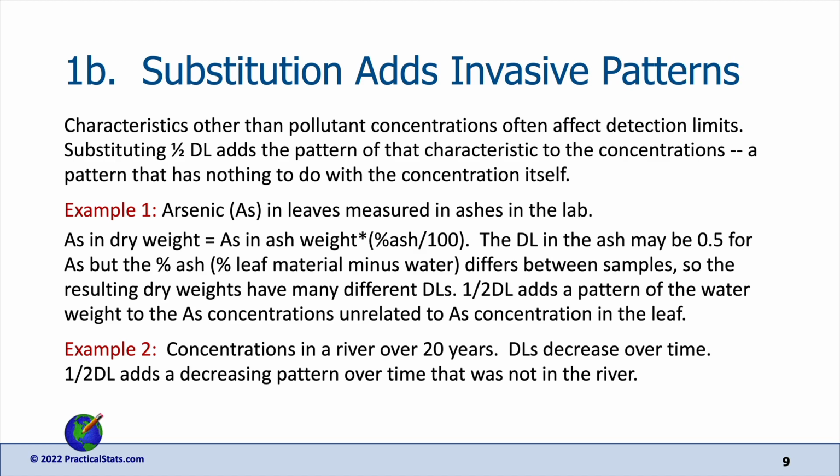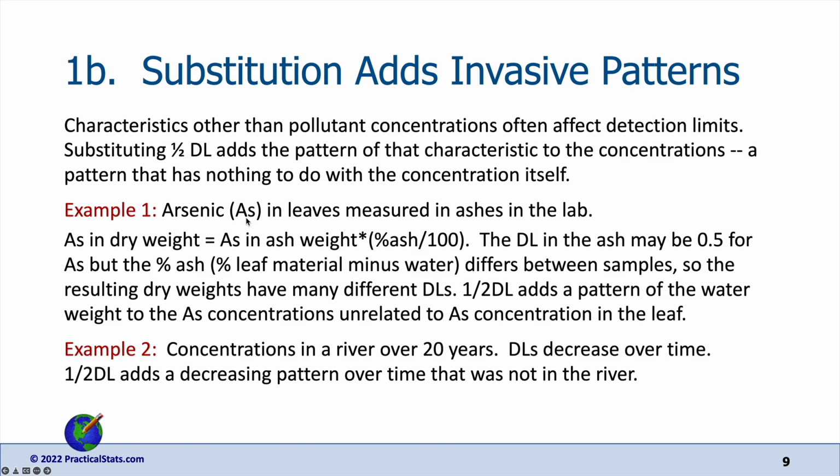Second, substitution adds invasive patterns. Characteristics other than pollution concentrations often affect detection limits. So if we substitute 1/2 the detection limit, and that limit depends on the pattern of this other characteristic that's not the concentrations themselves, we've just put in a new pattern, an invasive pattern, one that has nothing to do with the concentration data out in the field.